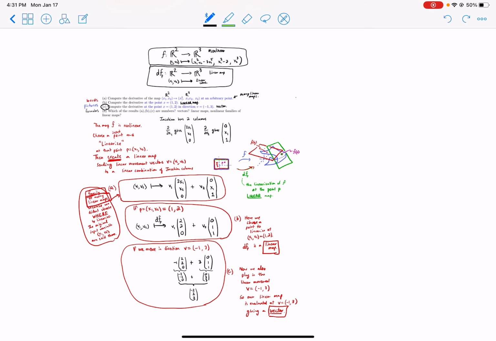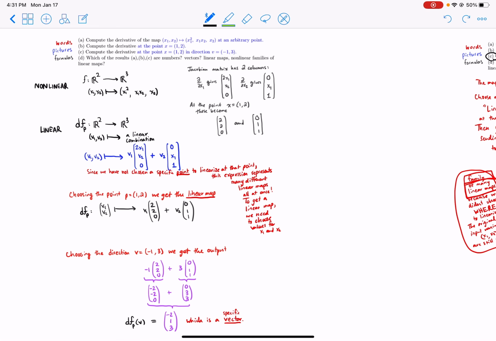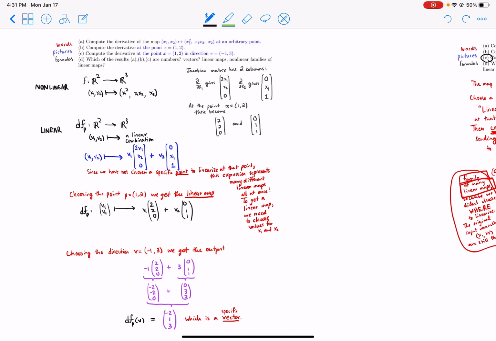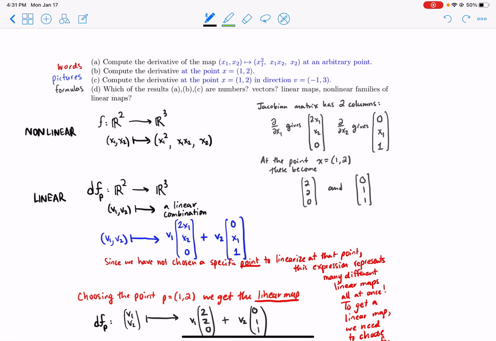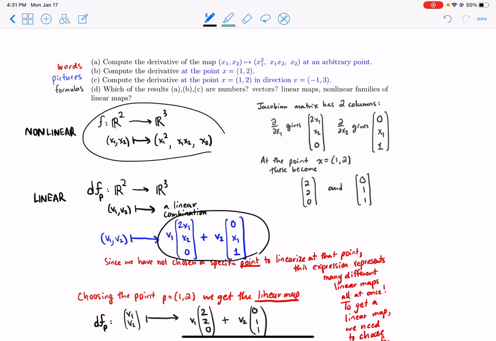Practice this one on your own. Let's look at my other solution. Here is my other solution. Nonlinear map. And then the linear map should just have a formula which is just a linear combination. So that's what we see here.